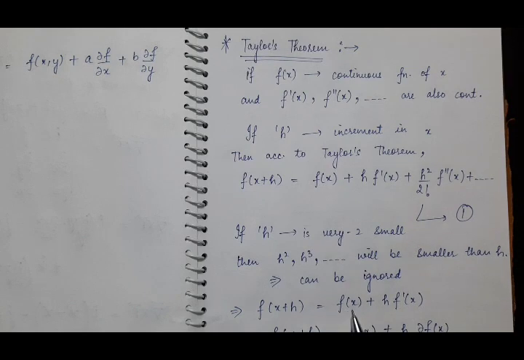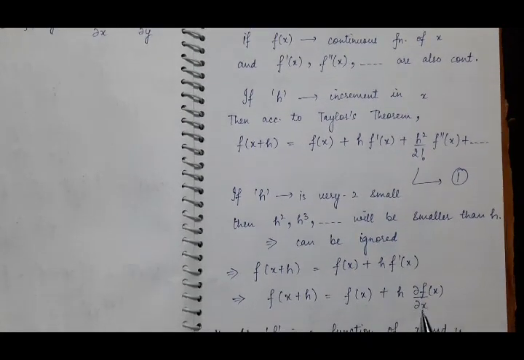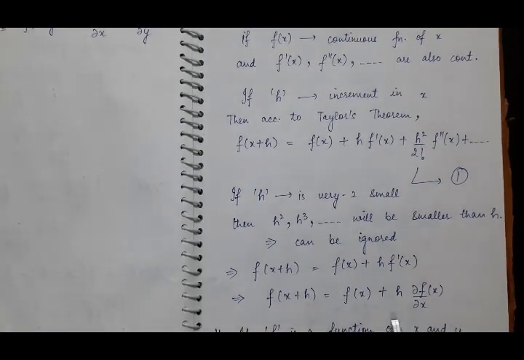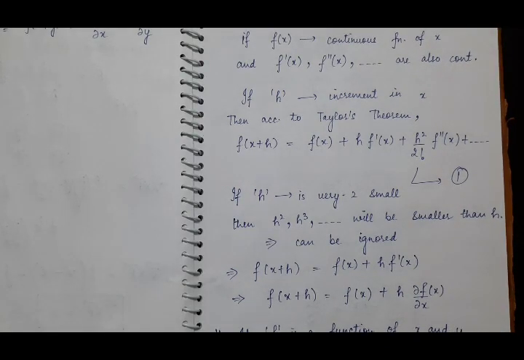f(x plus h) equal to f(x) plus h f dash x. And what is this f dash x? It is actually ∂f/∂x. So this is Taylor's theorem when h is very small.